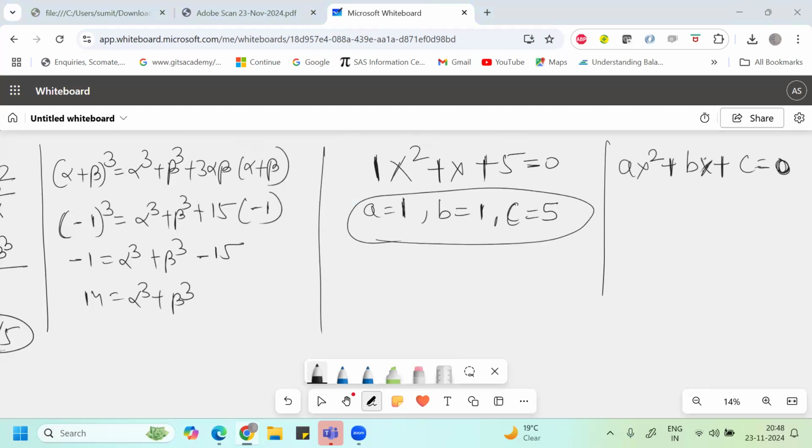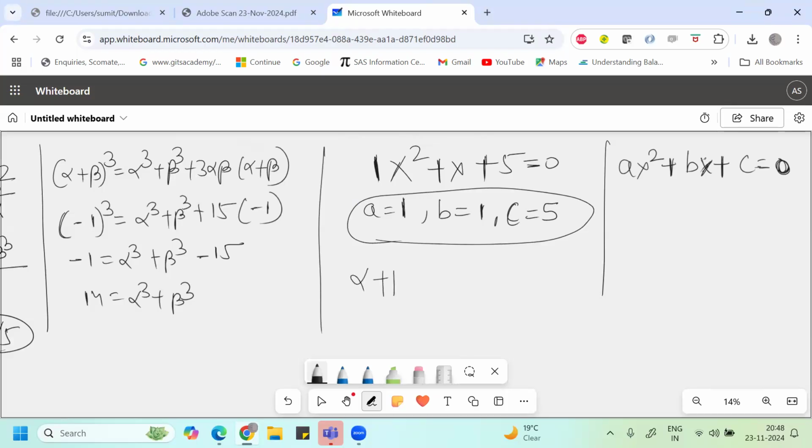So what is the formula for the sum of roots? The sum of roots formula is minus b by a. So minus b by a means minus 1 by 1, which means minus 1. And what is the product of roots formula? The product of roots formula is c by a. C by a means 5 by 1, which means 5.